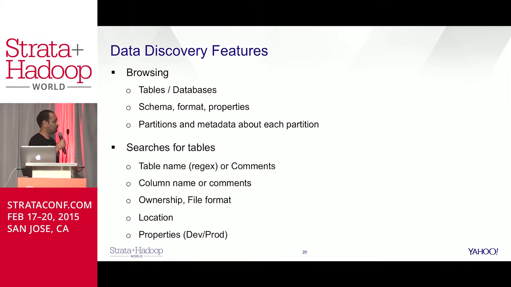So the features that we do for data discovery are these two. With respect to browsing, you should be able to look at all the tables, the schema, all the details about the table, and you want to know what partitions are there and what the unique values of the partitions are. And with respect to search, you should be able to search based on various criteria. We started very simple, with table name or column name, schemas, and all that.